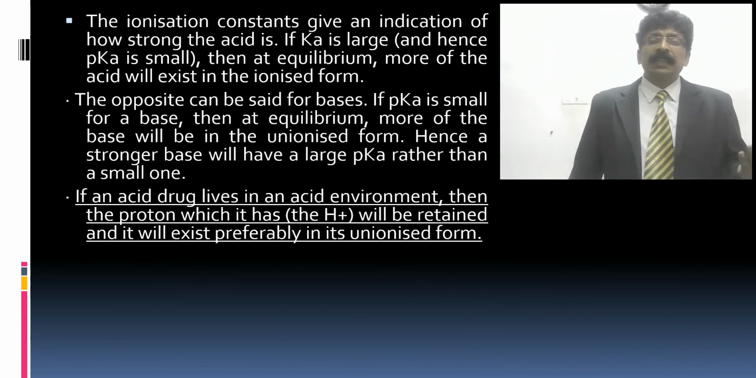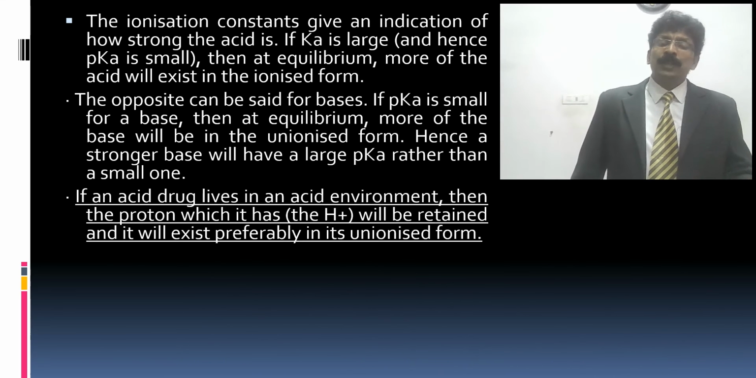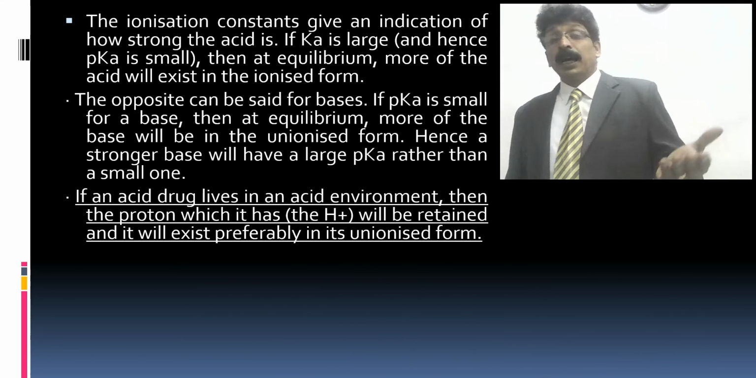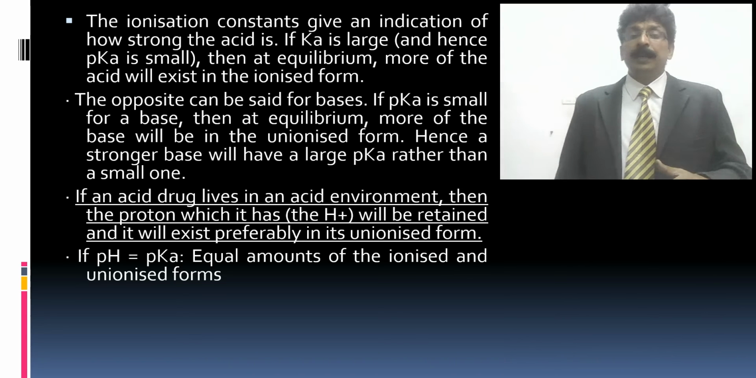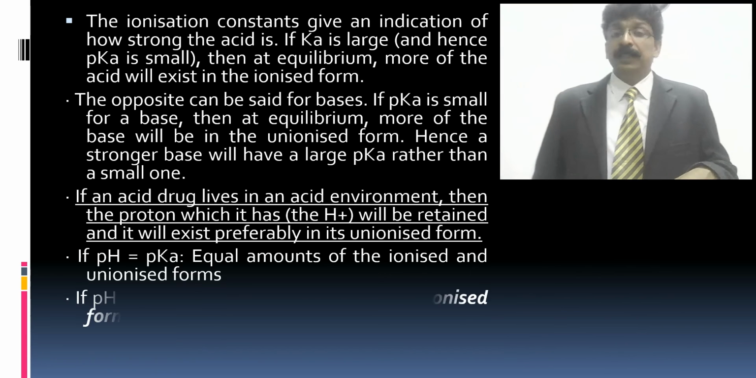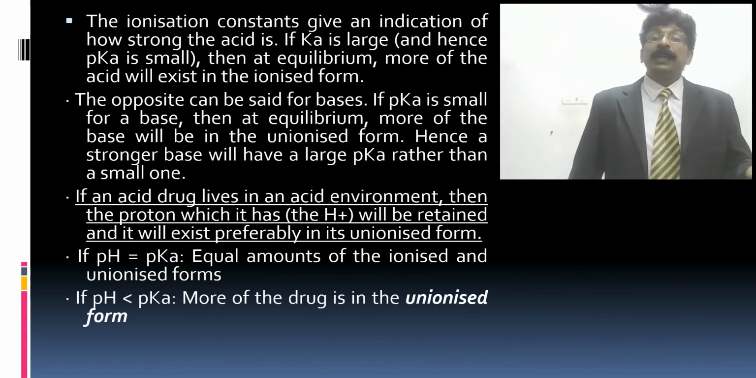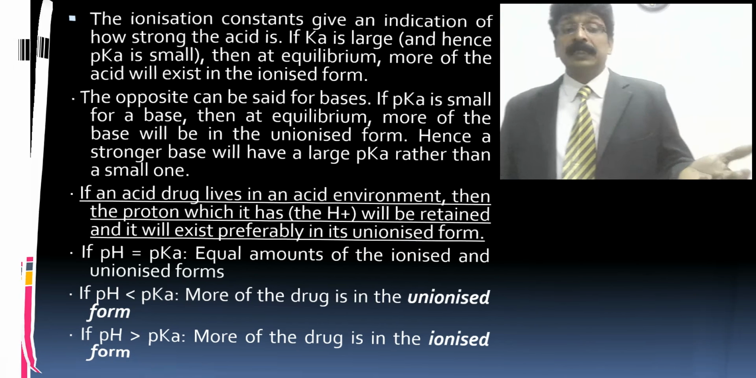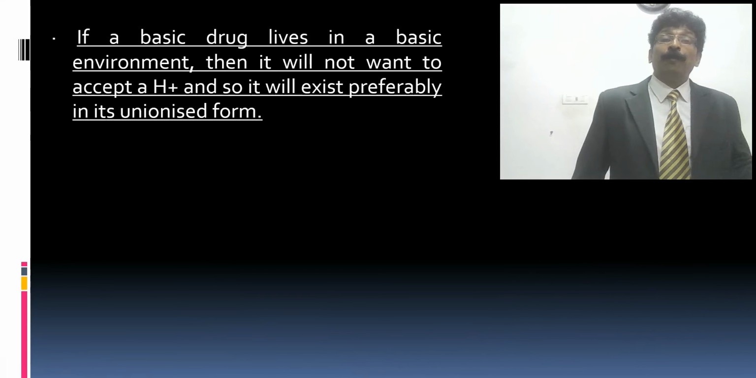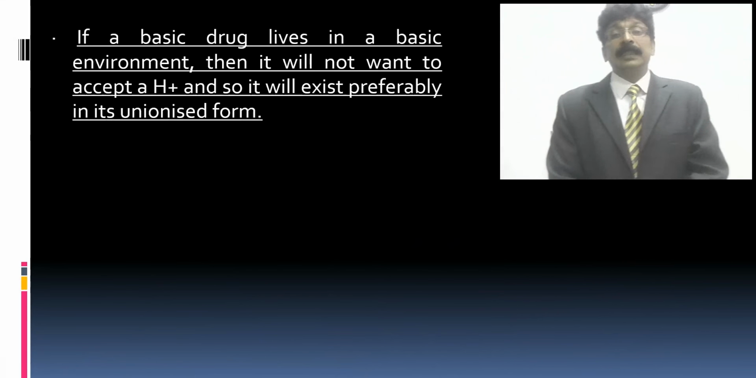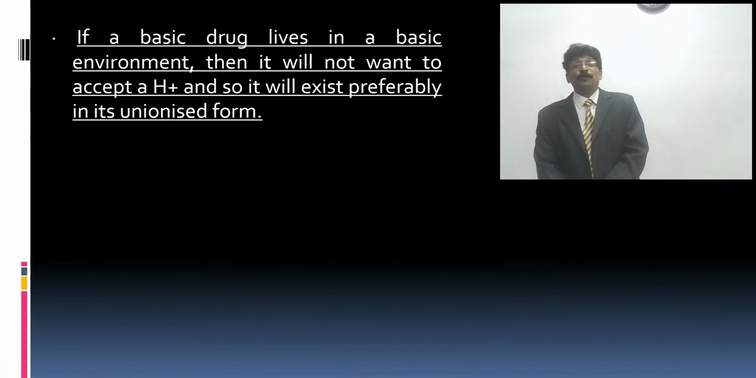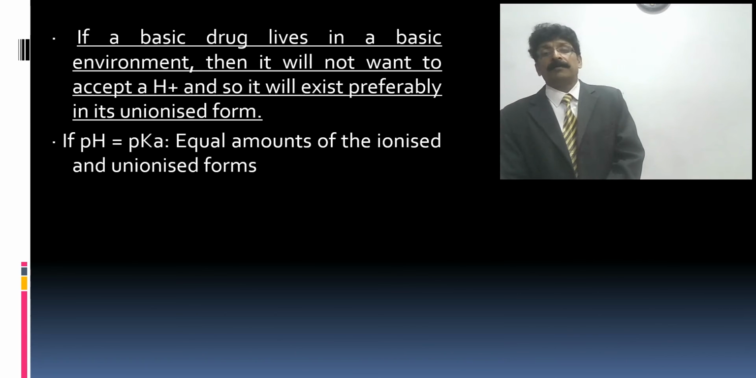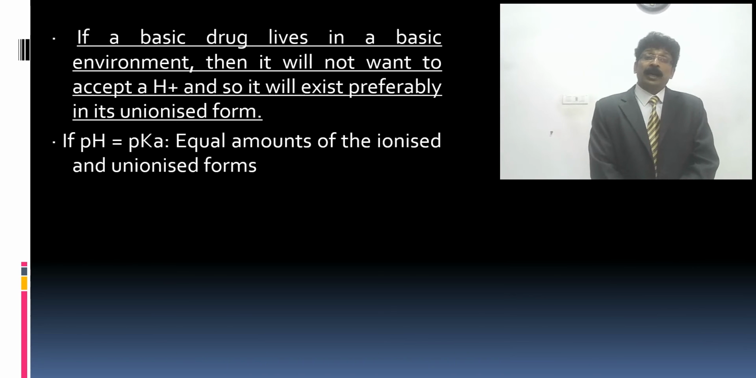So if an acid drug lives in an acid environment, then it will retain the proton and exist preferably in an unionized form. When pH equals pKa, equal amounts of ionized and unionized drug will be there. If the pH is less than pKa, more drug is in the unionized form, and if pH is more than pKa, the drug is in the ionized form. But if a basic drug is in a basic environment, it will not want to accept a hydrogen ion or a proton, and so it will exist preferably in an unionized form. When pH is equal to pKa, equal amounts of ionized and unionized forms can be seen.